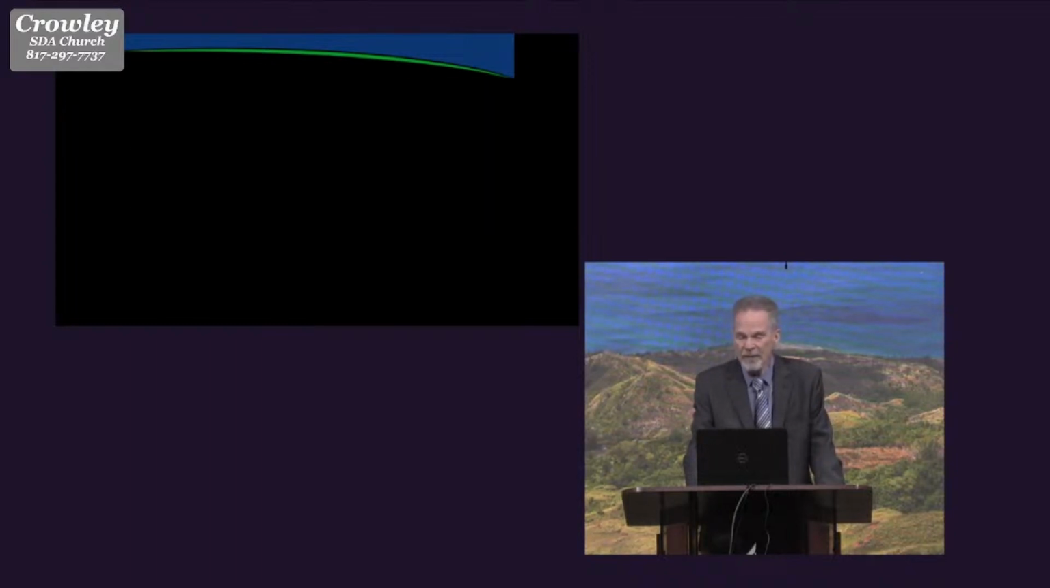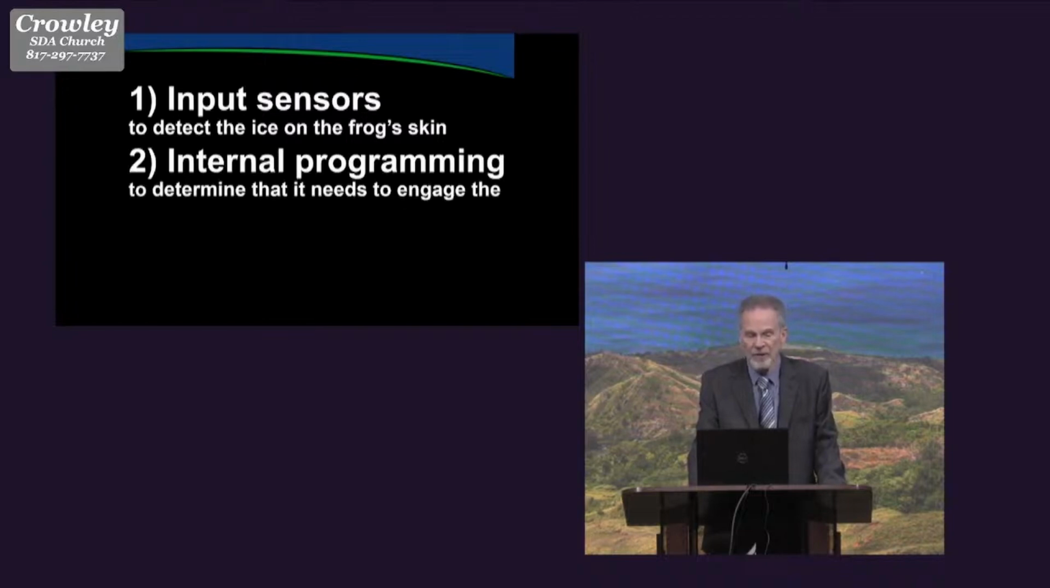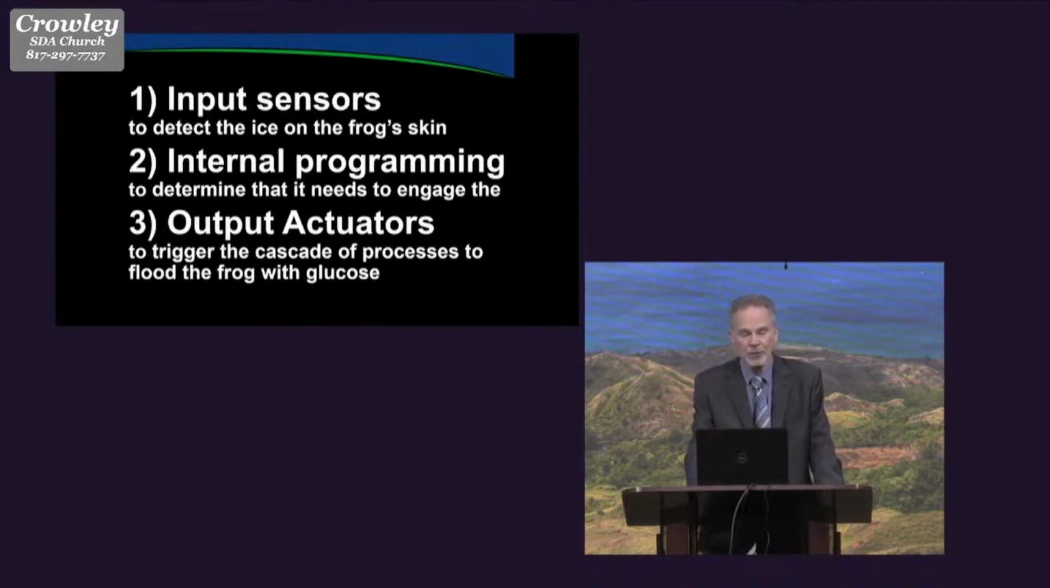So what do we have here? We have input sensors to detect the ice on the frog's skin. We have internal programming to determine that it needs to engage its output actuators to trigger the cascade of processes to flood the frog with glucose.